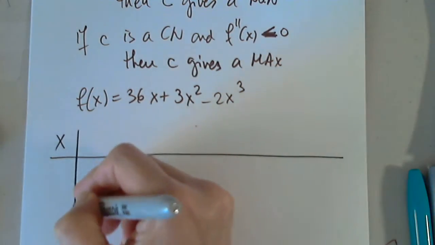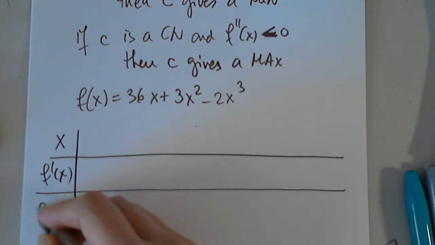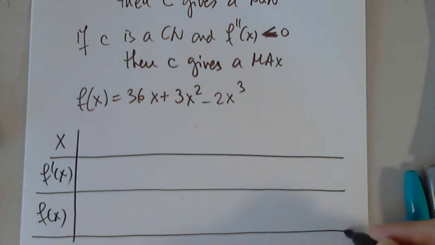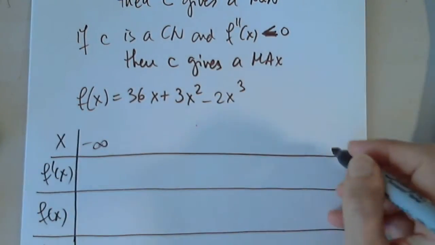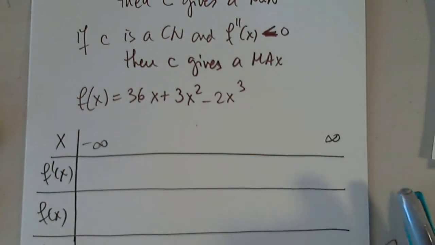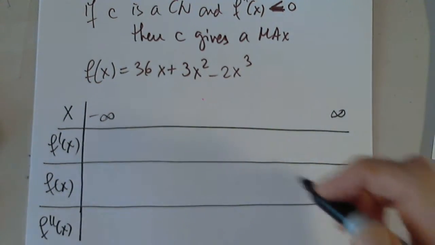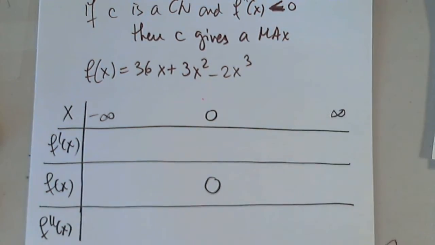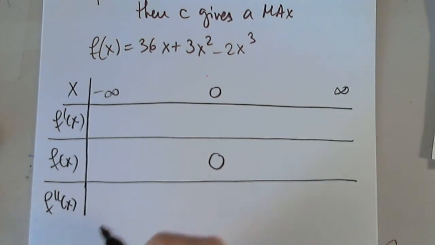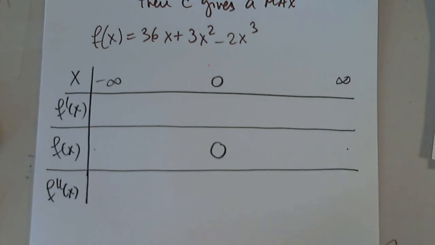I get my table going: f prime, f of x, and the second derivative. It's a polynomial function, no restrictions on the domain whatsoever. Of course, 0 must be in the table, 0, 0, 0. I will have to find the end behavior and the x-intercepts, and only then I move on to the first derivative.